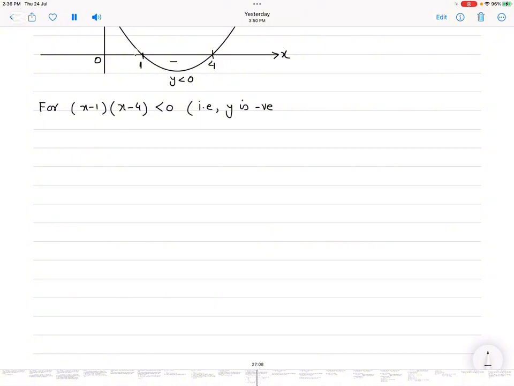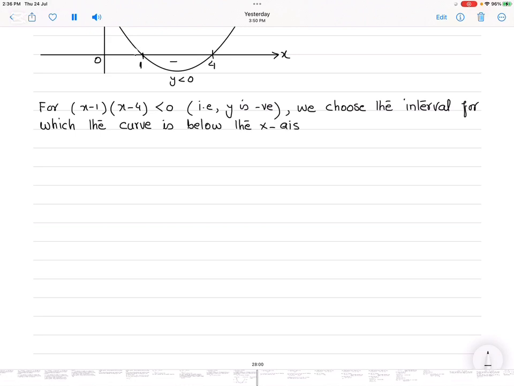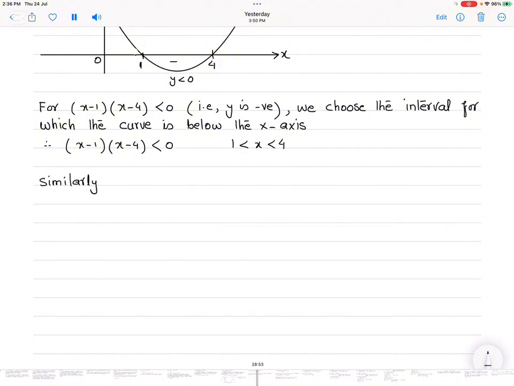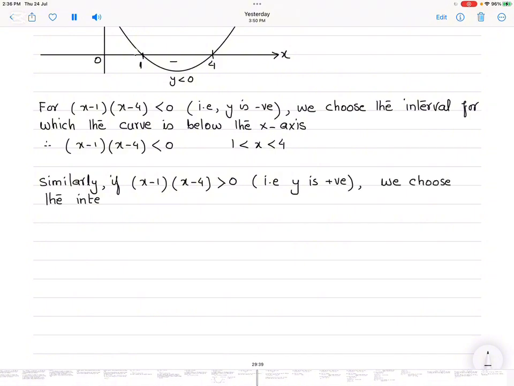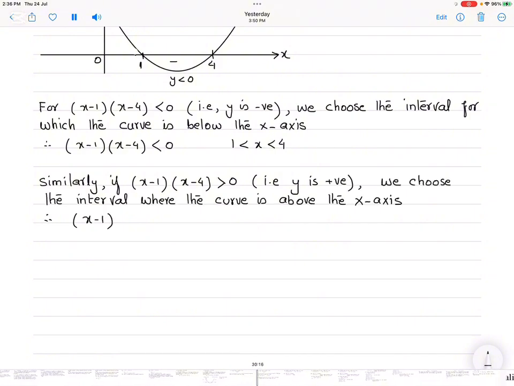For (x - 1)(x - 4) less than 0, that is y is negative, we choose the interval for which the curve is below the x-axis. Therefore, (x - 1)(x - 4) is less than 0, so we write x is less than 4 and greater than 1. Similarly, if (x - 1)(x - 4) is greater than 0, that is y is positive, we choose the interval where the curve is above the x-axis. Therefore, for (x - 1)(x - 4) greater than 0, we write the answer x is less than 1 or x is greater than 4.